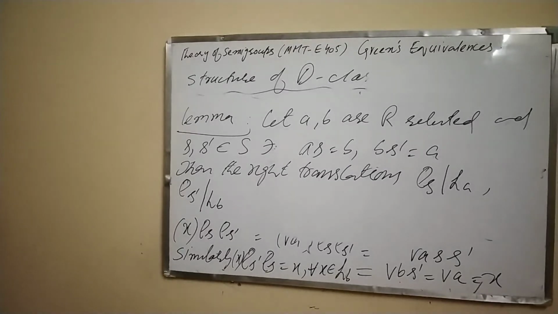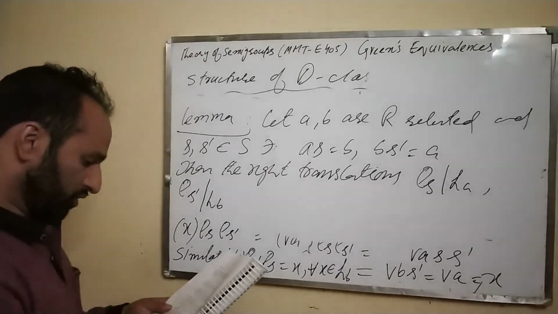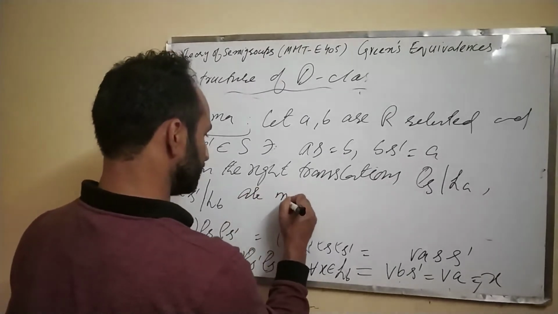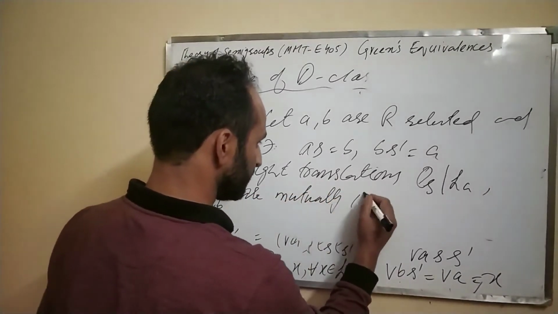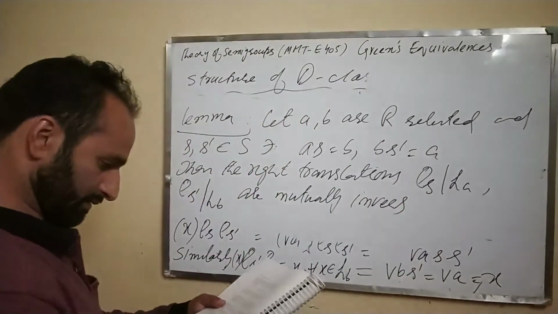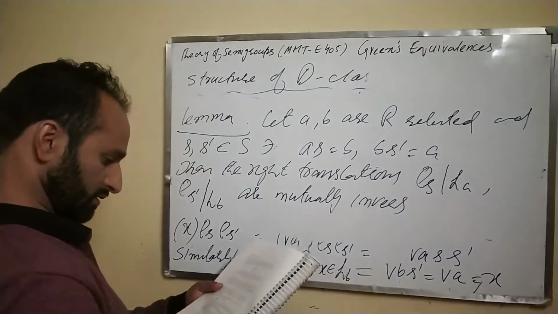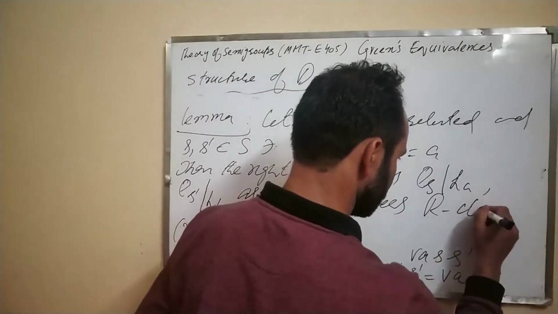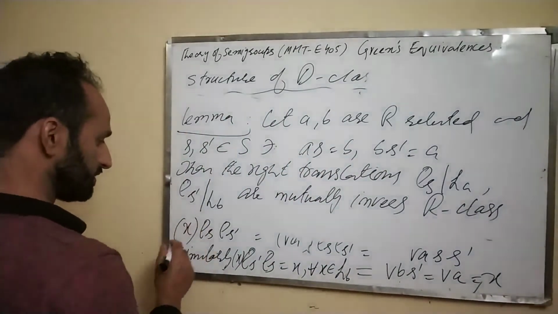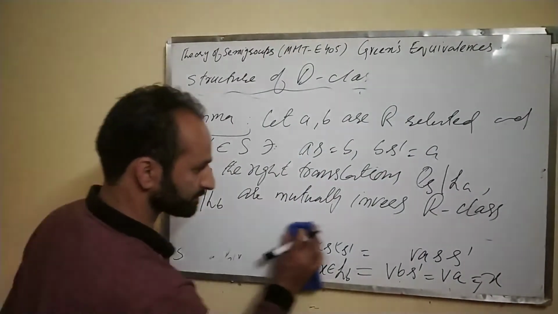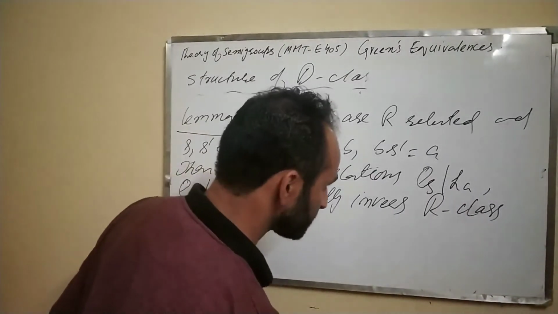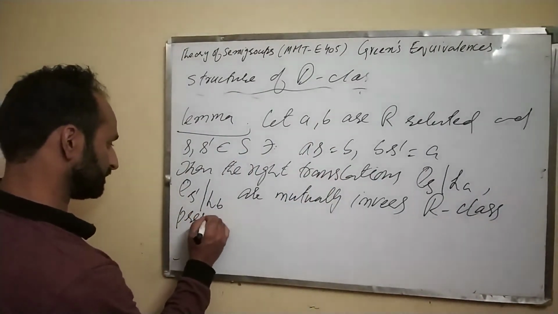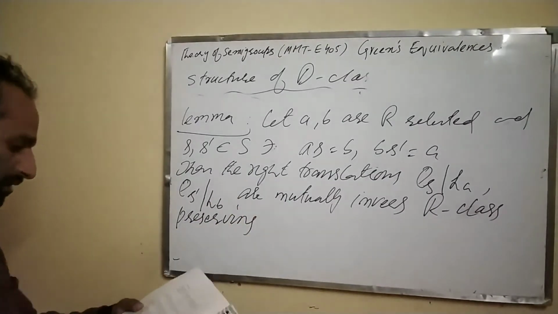that we have discussed when we restricted these maps on L_A and L_B, they are actually bijective mappings, and they are in fact inverses of each other, or mutually inverse, and they are also R-class preserving.